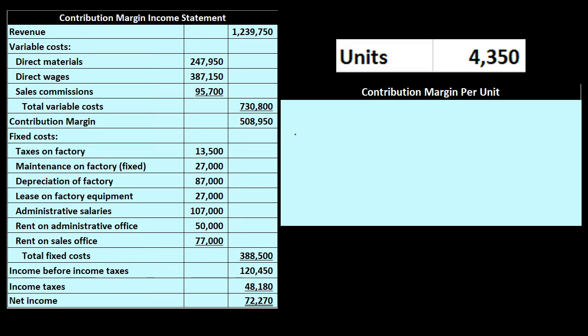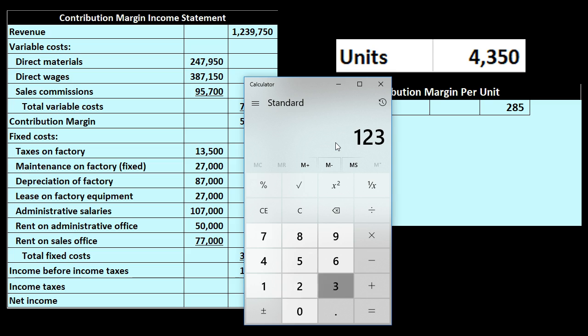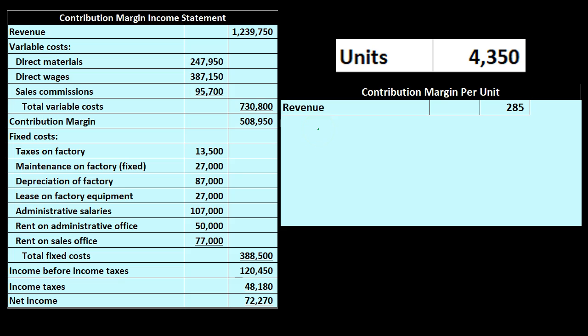Well, one of the things we can do with this is we can take this income statement and break it down to a per unit type of income statement. In other words, we can get to the sales, the variable cost, and the contribution margin per unit. And once we're there, we can then use this information to make projections a lot more easily. For example, if this is broken out by behavior, we could say that the revenue then is going to be the total sales, 1,239,750, divided by the number of units, 4,350, and we get the 285. So we're going to say the revenue per unit is 285.